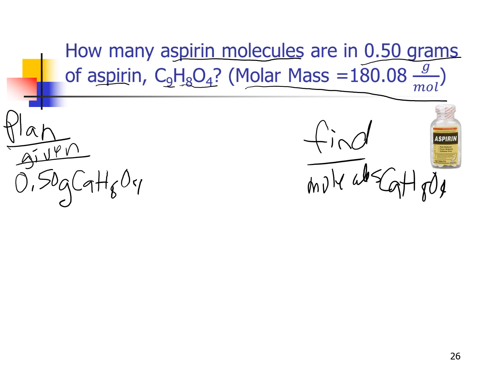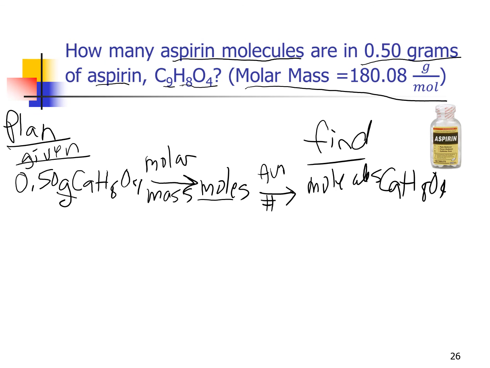So what we learned before is we can't go directly from grams to molecules. We need that intermediate step of moles. Once we have moles, then we can convert to molecules. So to convert from grams to moles, we need to use the molar mass of aspirin. And to go from moles to molecules, we'll use Avogadro's number. Now we can go ahead and solve our problem.